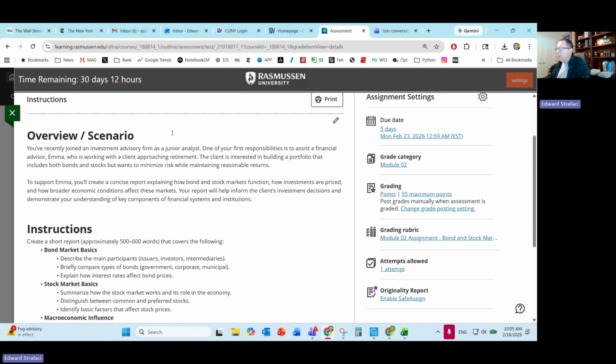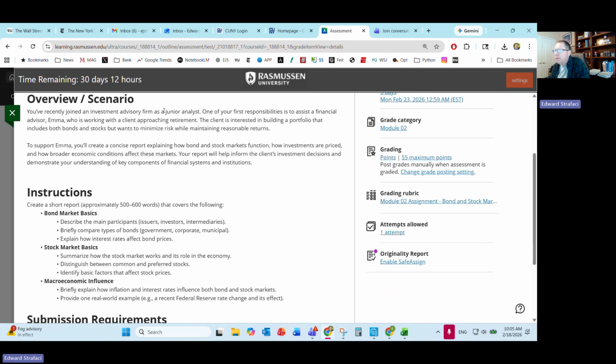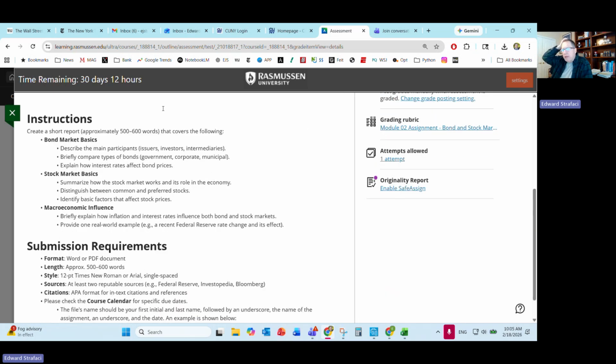Your report will help to inform the client's investment decisions and demonstrate your understanding of key components of the financial system. Remember, the key word is February. Create a short report, 500 to 600 words, on bond market basics. Describe the main participants, the issuers, investors, and intermediaries. Briefly compare types of bonds, government, corporate, and municipal.